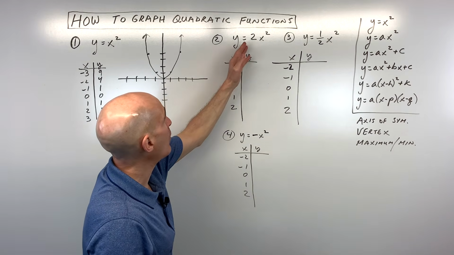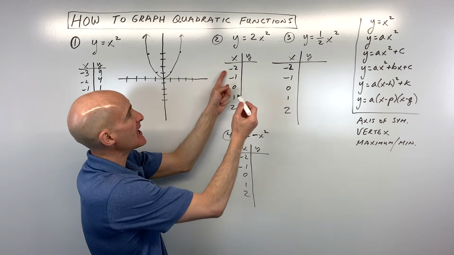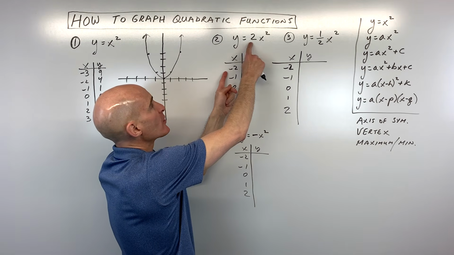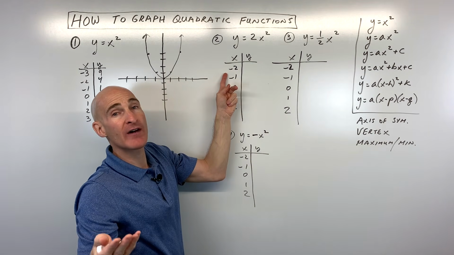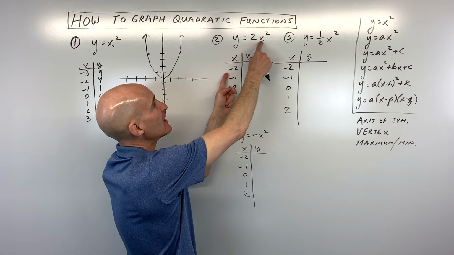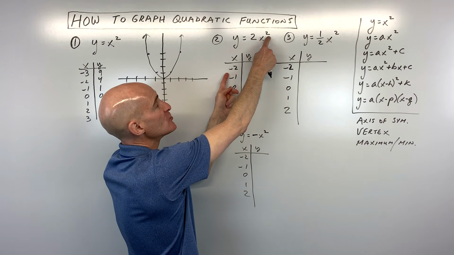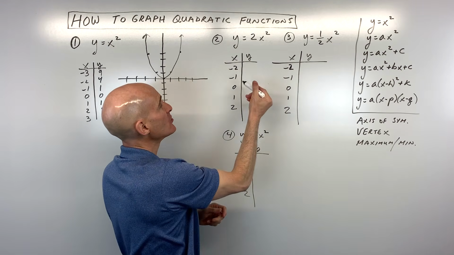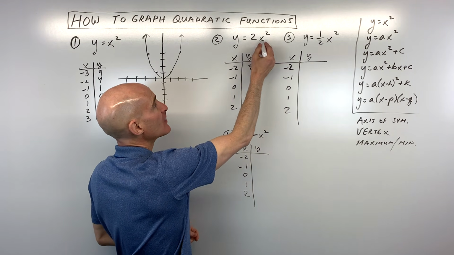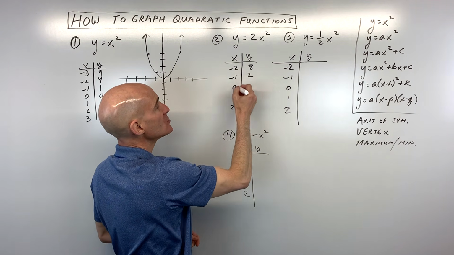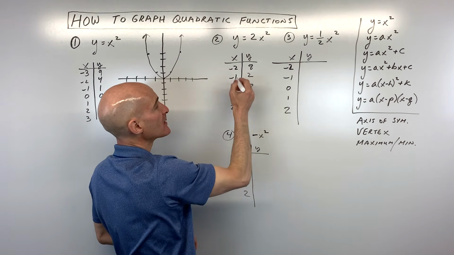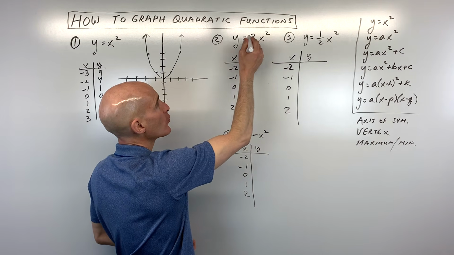So let's go ahead and look at y equals 2x squared. Again, you can make a table. Sometimes students make a mistake by thinking about working from left to right. You want to think of doing the order of operations, PEMDAS. So if we put negative 2 in here and we square it, negative 2 squared is negative 2 times negative 2, which is 4, times this 2 here, which gives us 8. Negative 1 squared is 1, times 2 is 2, 0 squared is 0, times 2 is 0, 1 squared is 1, times 2 is 2, and 2 squared is 4, times 2 is 8.